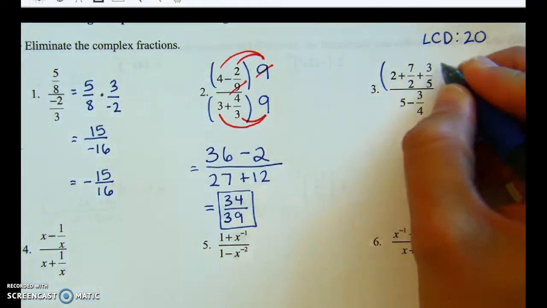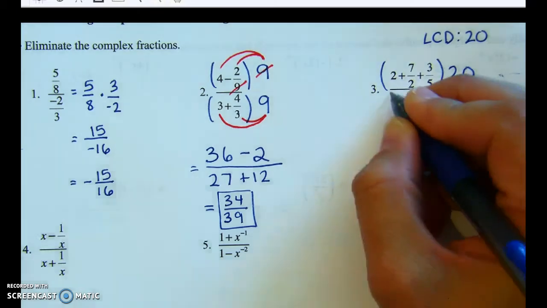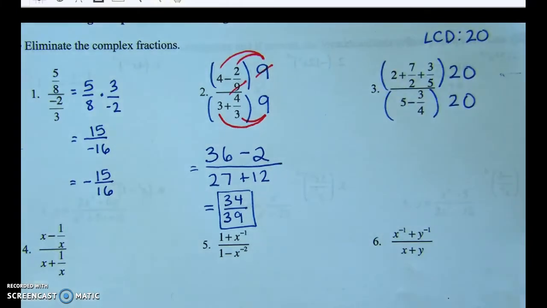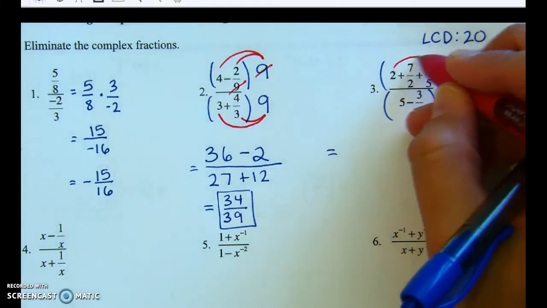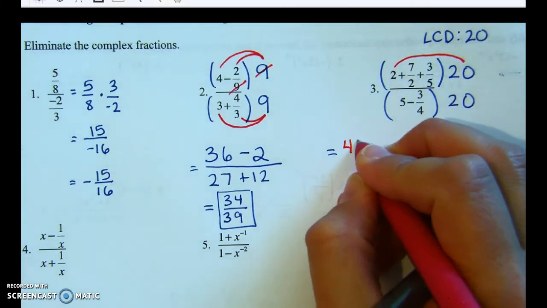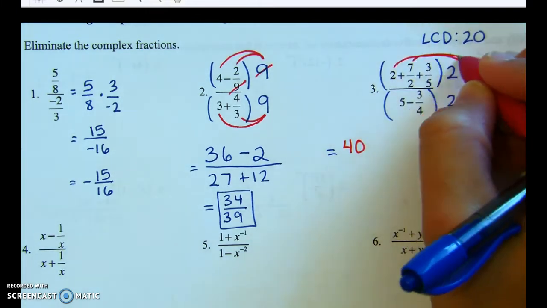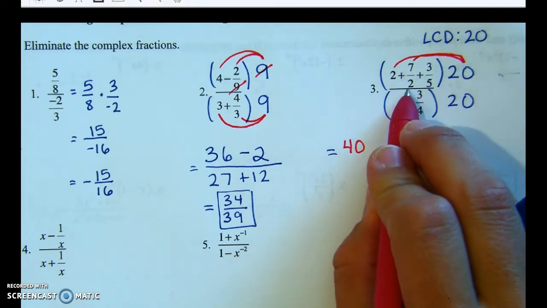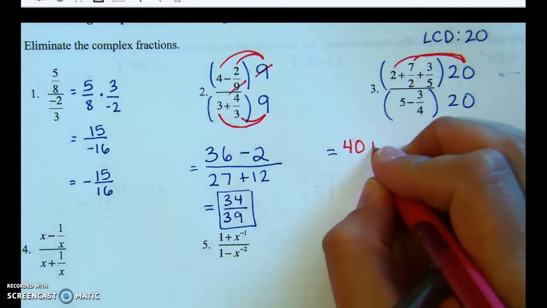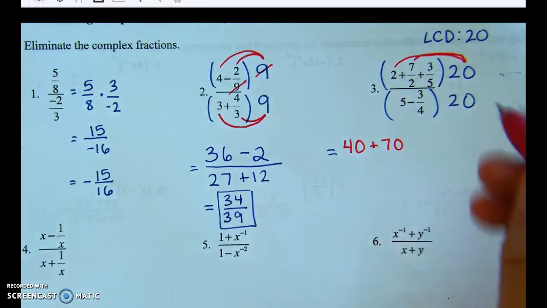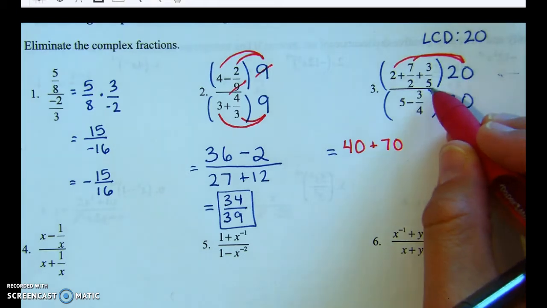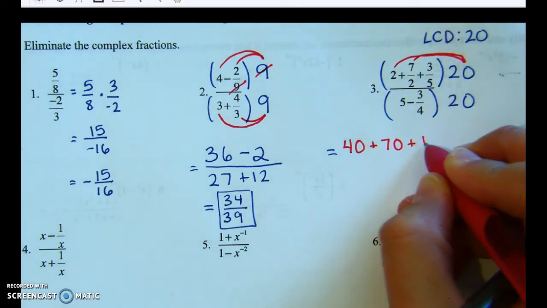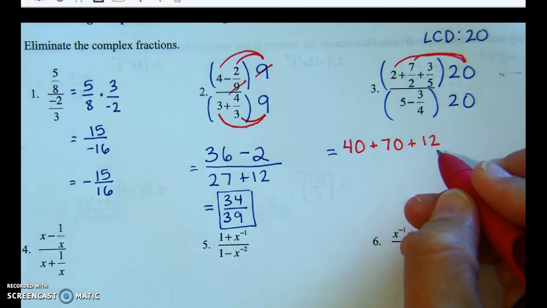Ready? Here we go. So the numerator we're going to multiply by 20. And the denominator we're going to multiply by 20. One at a time. Don't be scared. 2 times 20, 40. 7 times 20 divided by 2. You could also divide by 2 first. So you could do 20 divided by 2 is 10 times 7. 70. We all agree it's 70? Okay. 3 times 20 divided by 5. Is 12 correct? Yes, it is.